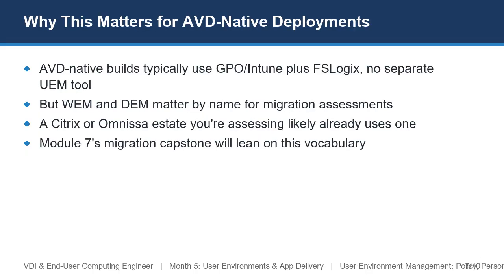Most AVD native deployments rely on GPO or Intune plus FSLogix and don't add a separate UEM product on top. But knowing WEM and DM by name and function matters the moment you're assessing or migrating a Citrix or Omnissa estate, which almost certainly already has one of these deployed and configured. That's exactly the vocabulary Module 7's migration capstone will lean on.